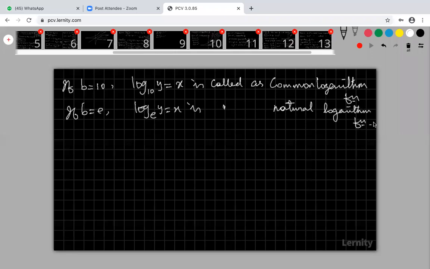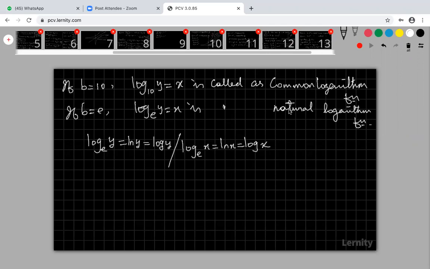Your natural logarithm function is denoted with base e, which means natural logarithm function. My natural logarithm function, log base e of y, can be written as ln of y, or otherwise simply log y. Or otherwise, you can take it in x: log base e of x is equal to ln of x, equal to log of x.